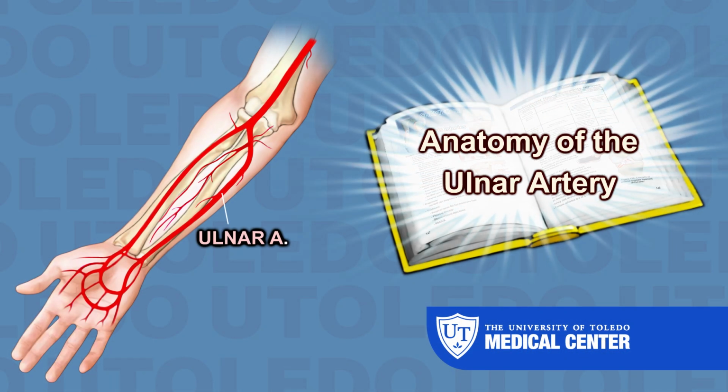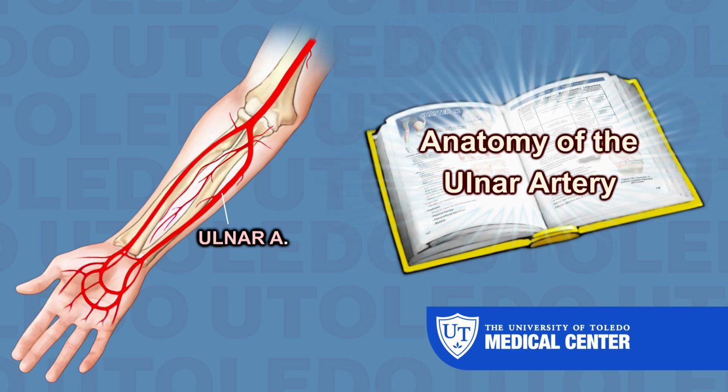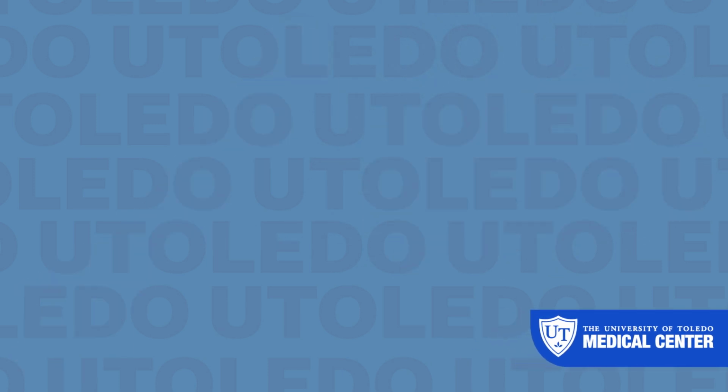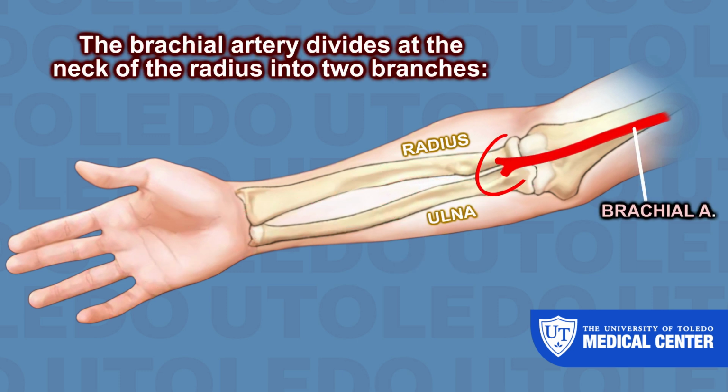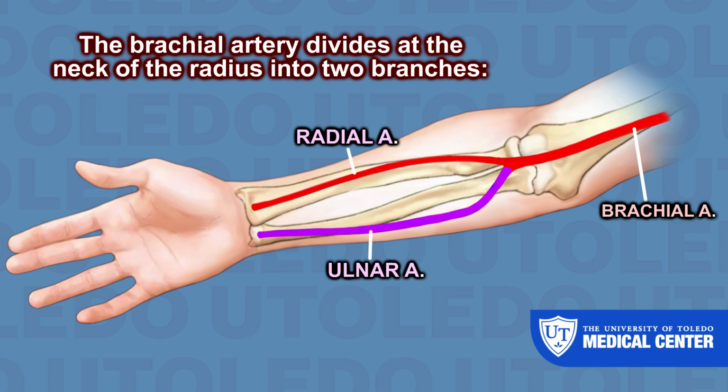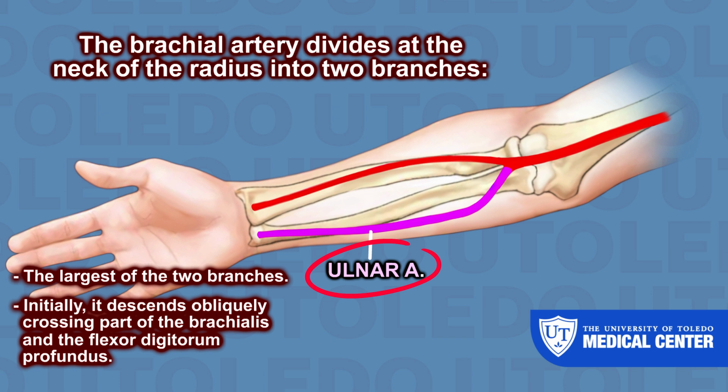In this video, we will discuss the important anatomy associated with the ulnar artery in the forearm. The brachial artery divides at the neck of the radius into two branches. These branches are the radial artery and the ulnar artery. The ulnar artery is the largest of the two branches.